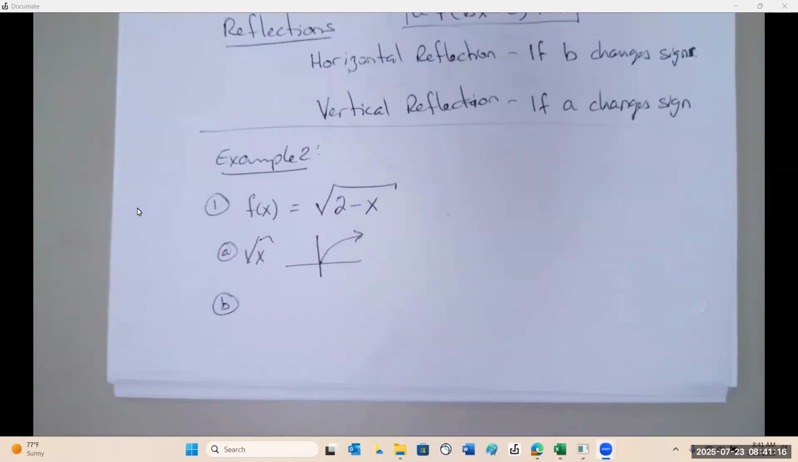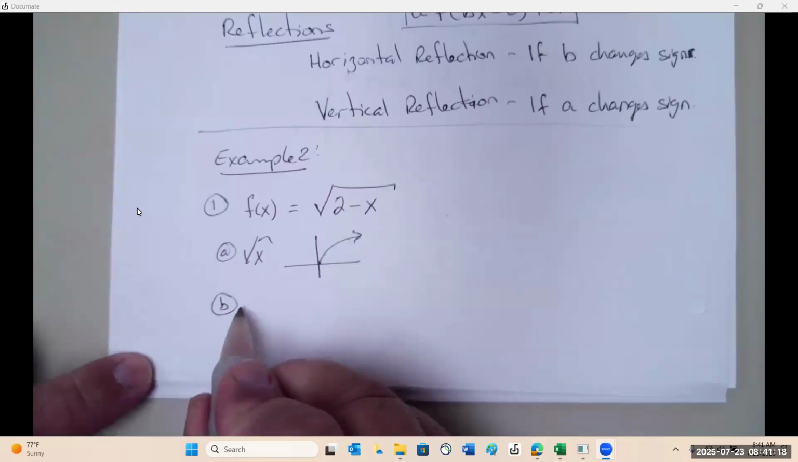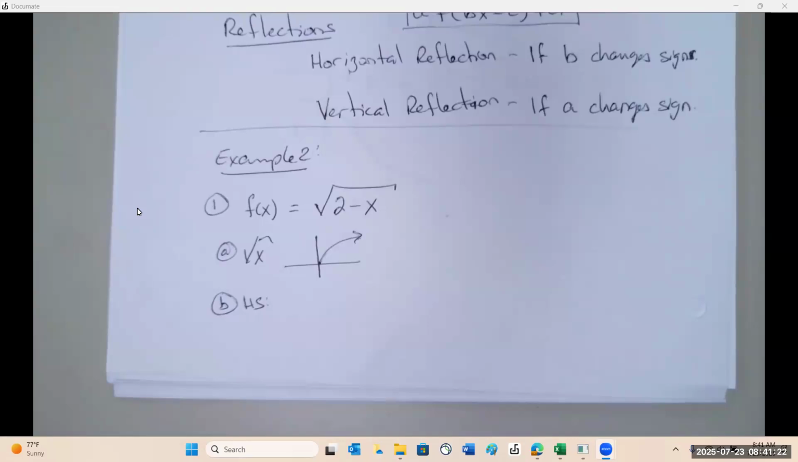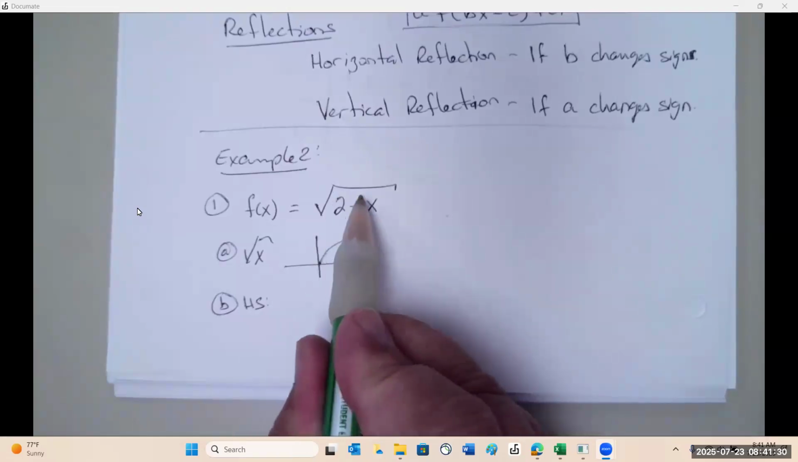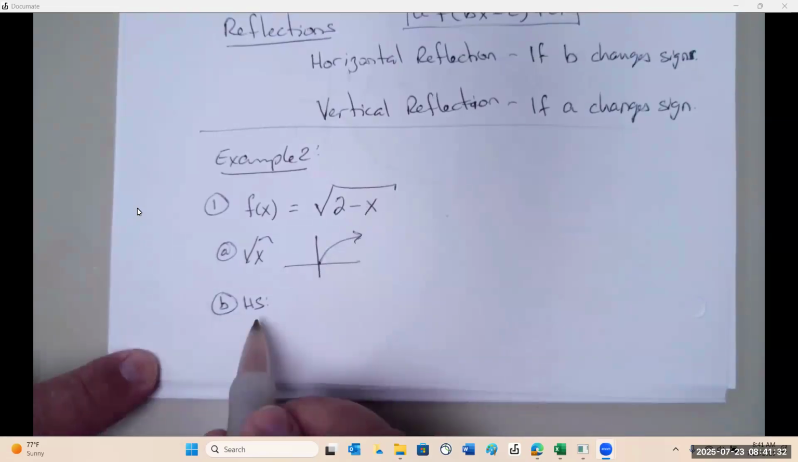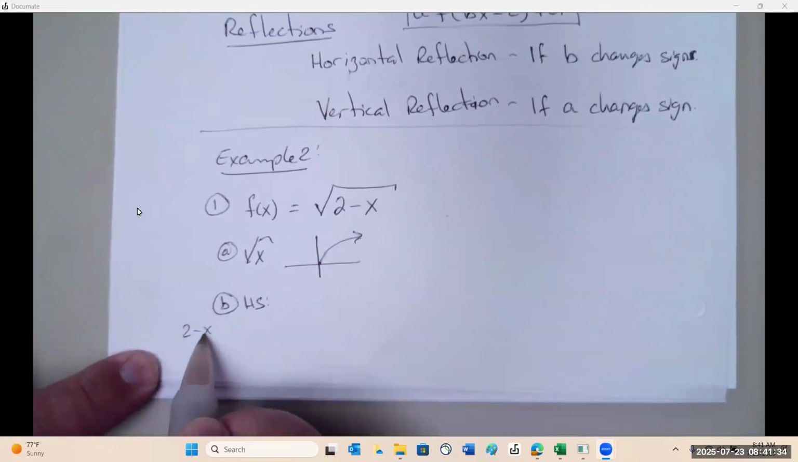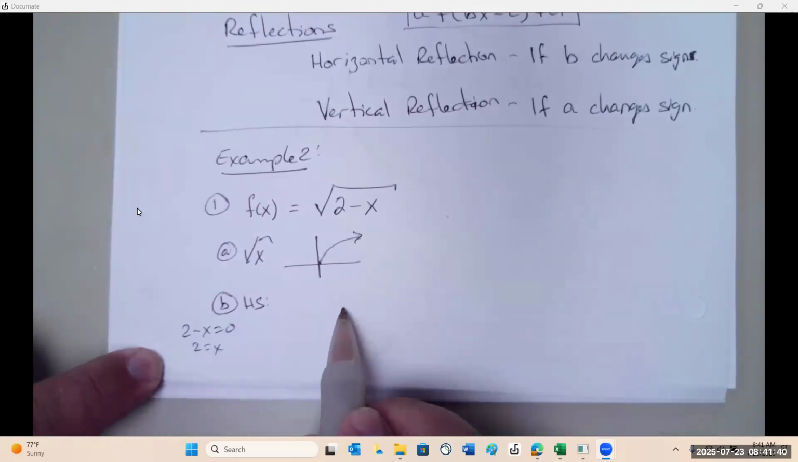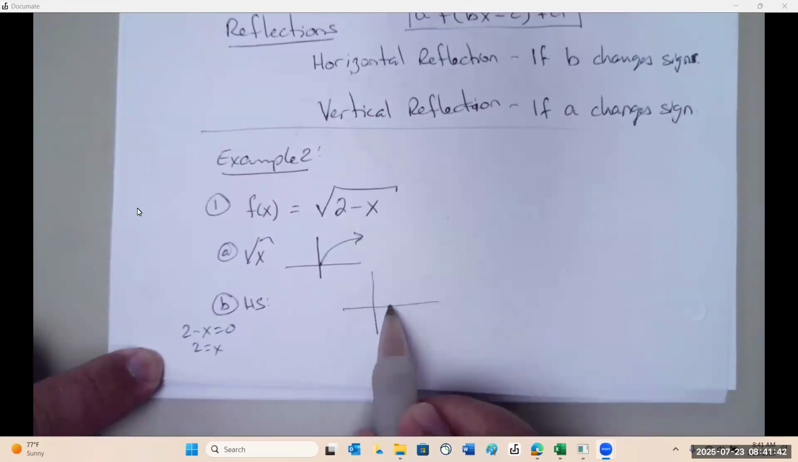Is there a horizontal shift? Which direction, how many spaces? Yes, because you take this expression inside there and set it equal to 0. So you have 2 minus x equals 0, so 2 equals x. So it's 2 spaces to the right.